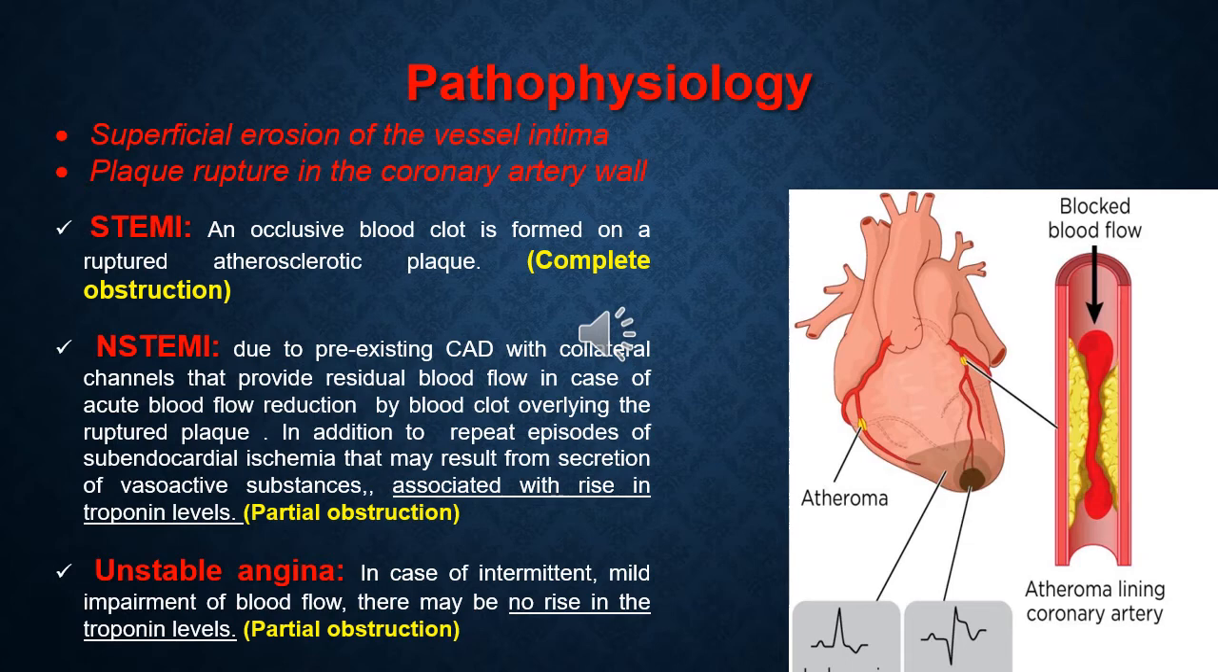Because if the patient has complete transmural necrosis, it means ST elevation myocardial infarction. And if the patient has only subendocardial ischemia, it is unstable angina or non-STEMI.